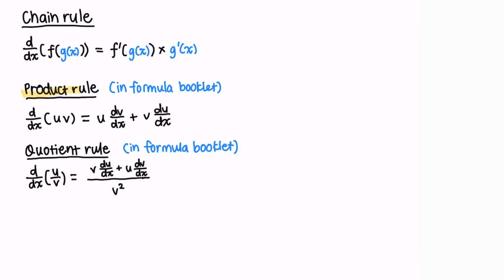Now the next rule is product rule. If we have 2 functions of x, u and v, again these are 2 functions of x being multiplied together, the derivative will just be u dv over dx, so we differentiate v and keep u, and then we differentiate u and keep v. Quotient rule kind of has a similar pattern. If we are differentiating u over v, again u and v are functions of x, this is just v du over dx minus u dv over dx, all over v squared.